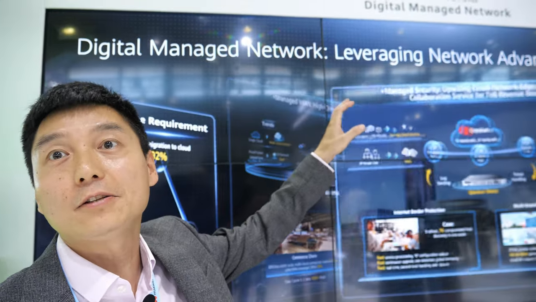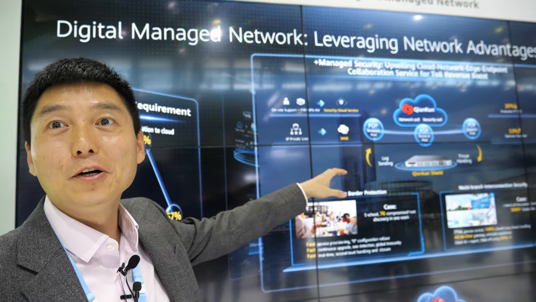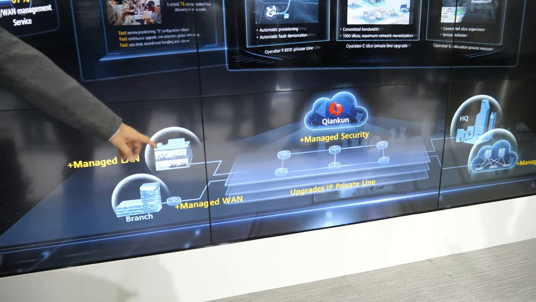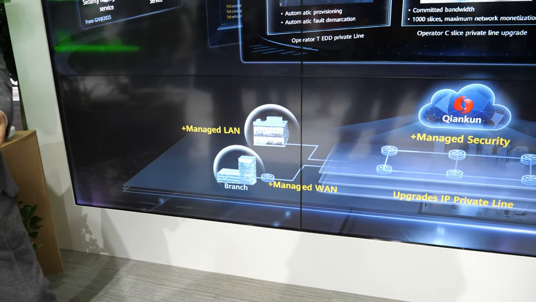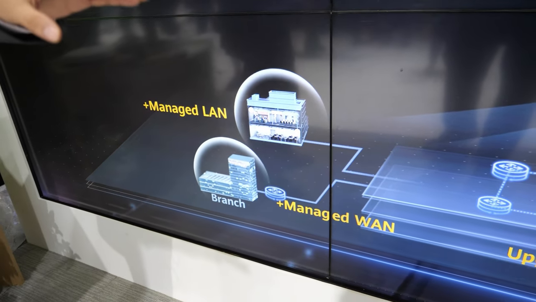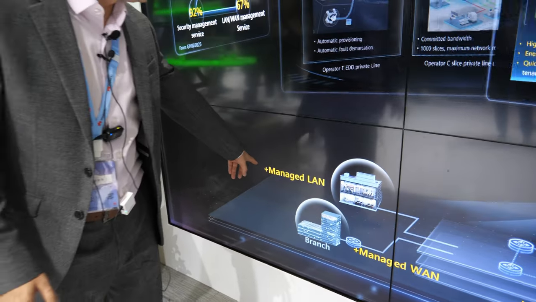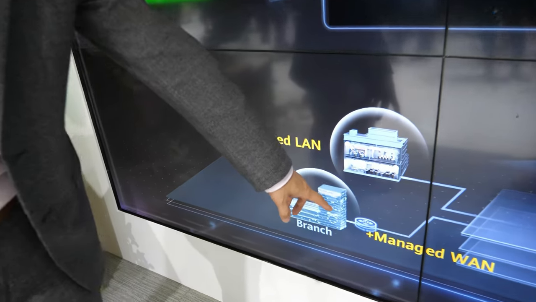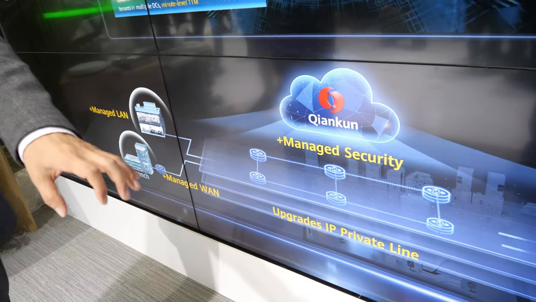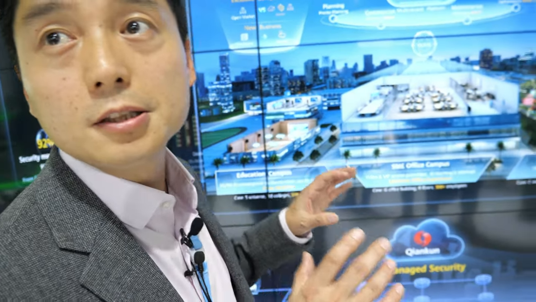I am very glad to introduce Huawei Digital Management Network. As we know, for the carrier, their biggest resource is the network, right? Based on this network, they can develop the 2H service and 2B service. And based on this, they also can do more, like the managed LAN and managed one service, and also the security service and the data center network service. It means they can extend their service boundary.